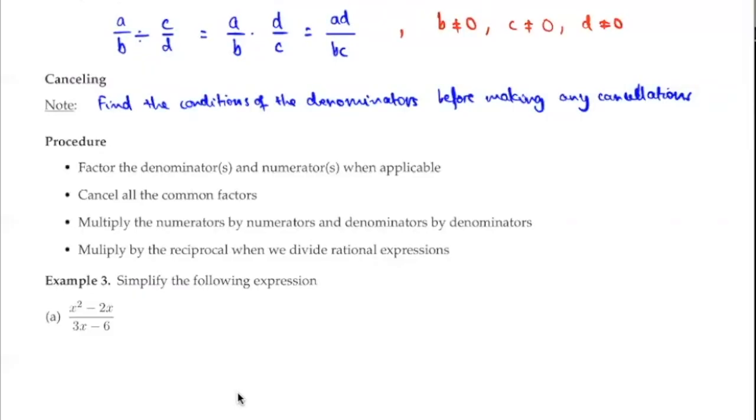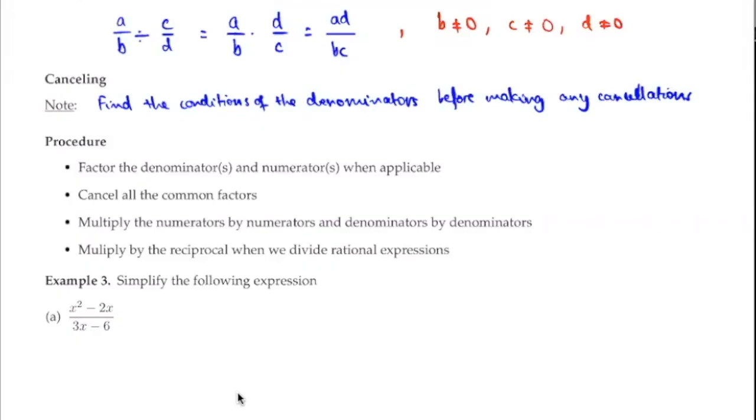Let me go over these steps a little bit. The first step, when you have the rational expressions, factor the numerator and the denominator when possible. Then cancel all the common factors. Then multiply the numerators together and the denominators together. And if you have divisions of rational expressions, you multiply by the reciprocal. Okay. All right, so let's start with example 3 and see what happens.